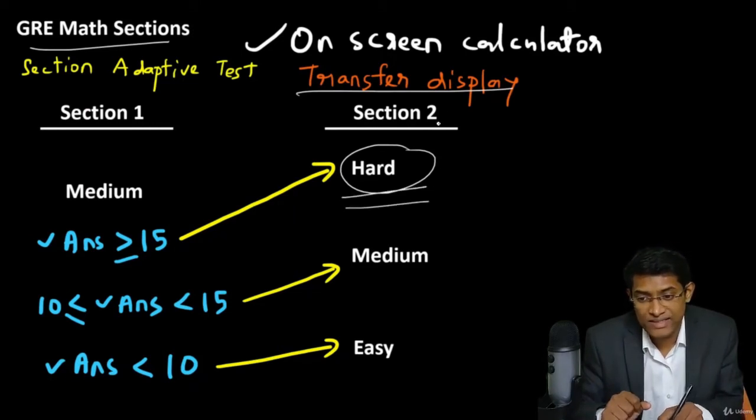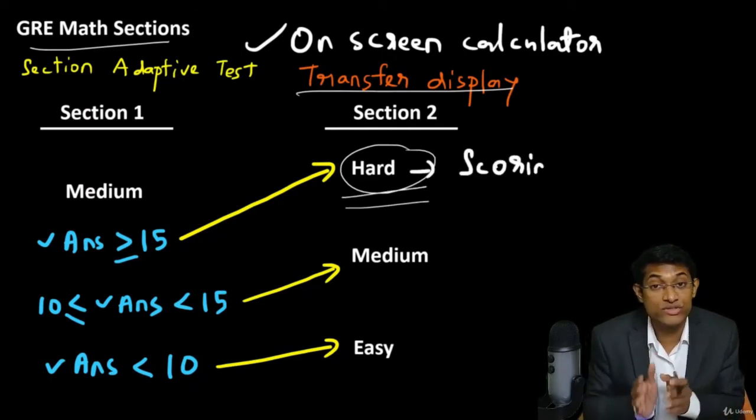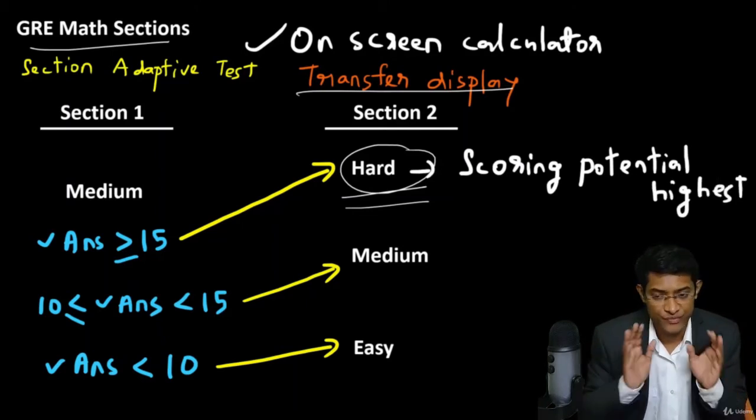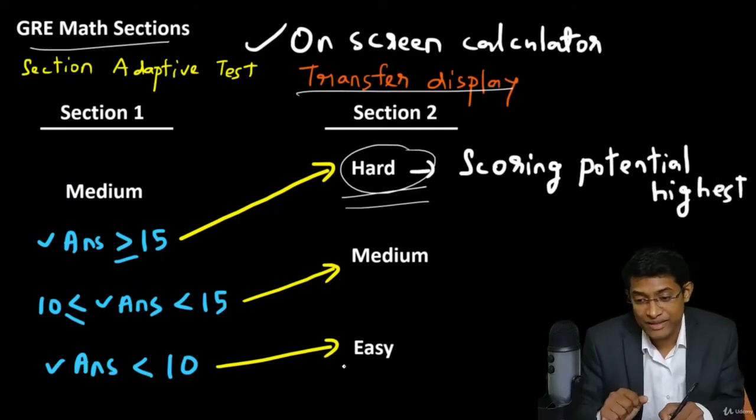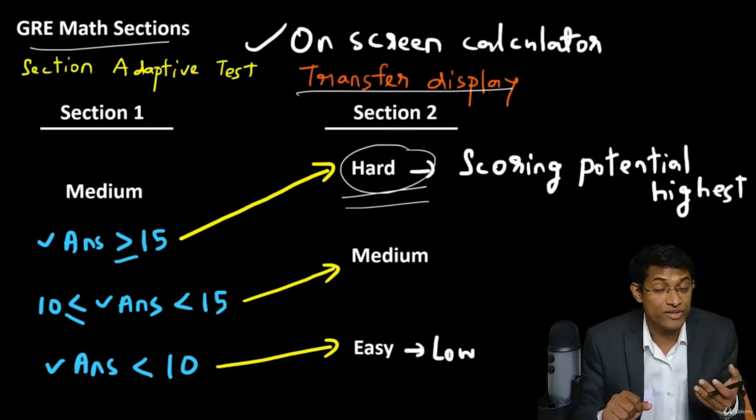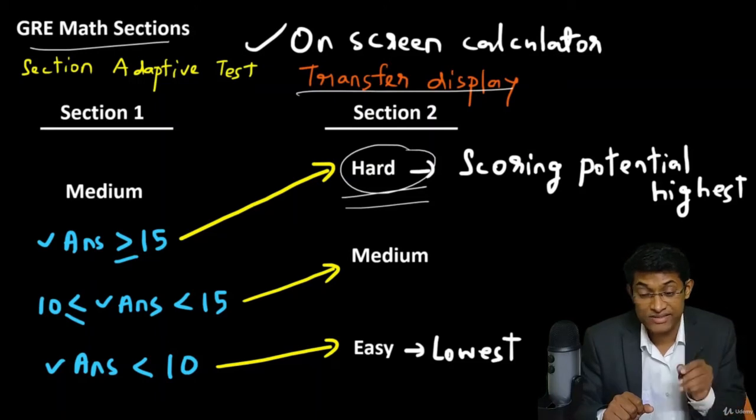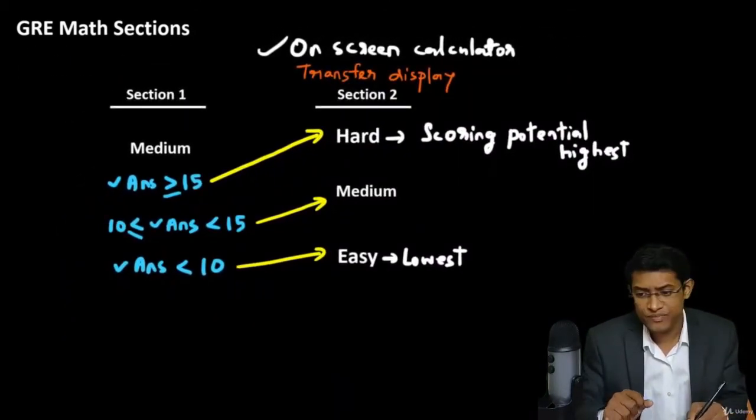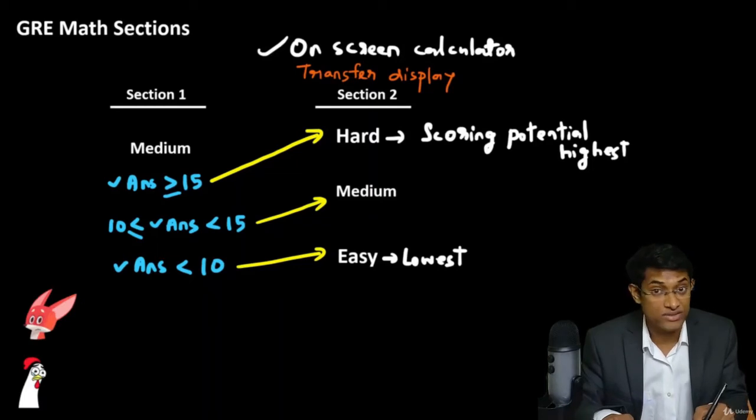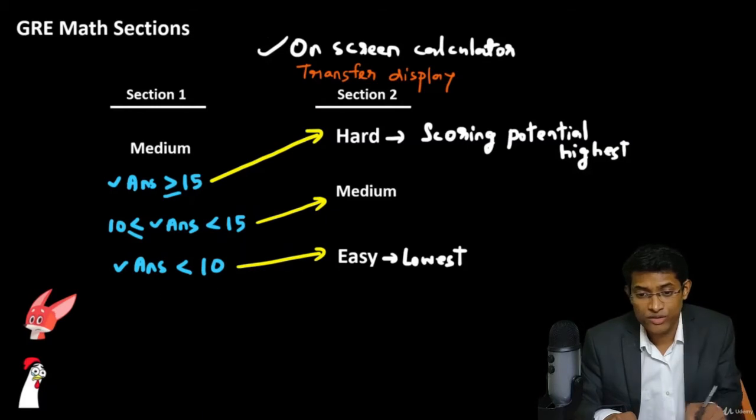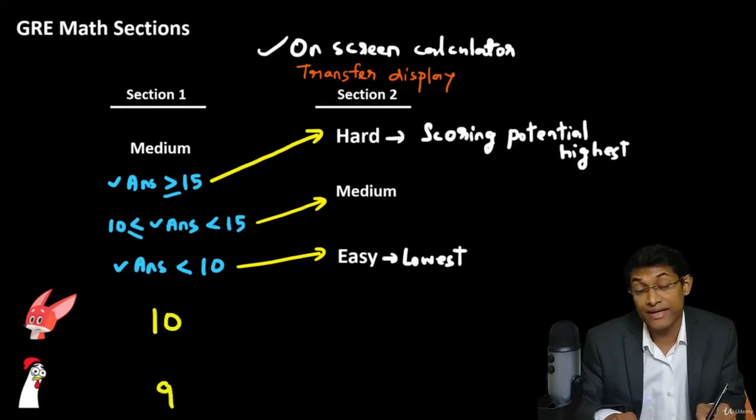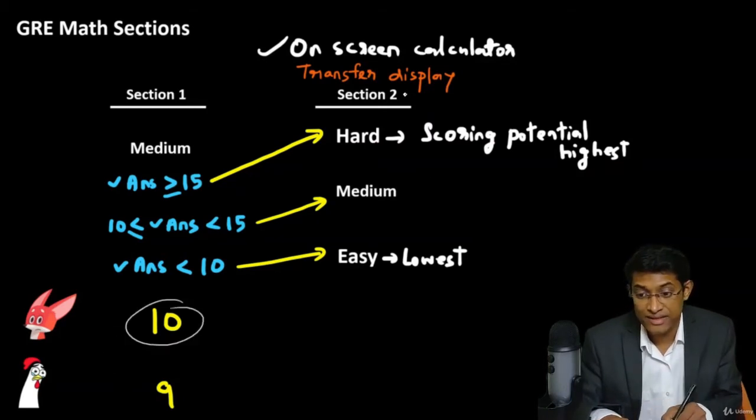If you get the hard section in section 2, this is the most scoring potential section. Let me try to explain that soon. Now, if you're getting the easy section over here, your scoring potential decreases significantly. All right, let's keep this aside and understand what we mean with this using an example. Over here, I have Fox and Hen. Both of them gave their GRE exam. In section 1, Fox got 10 answers correct and Hen got only 9 answers correct. Now, because Fox got 10 answers correct, in section 2, Fox will get the medium section, right?